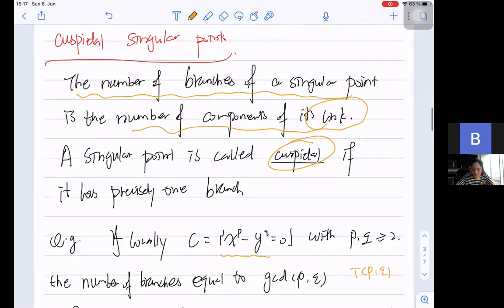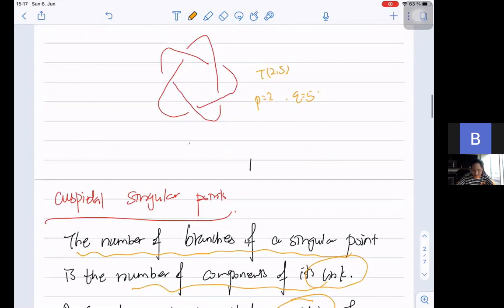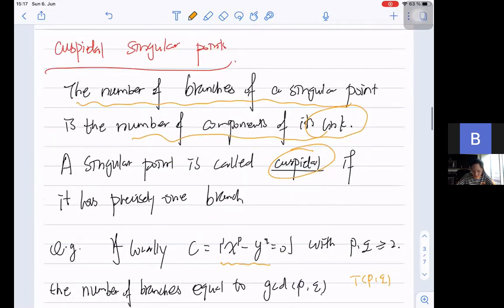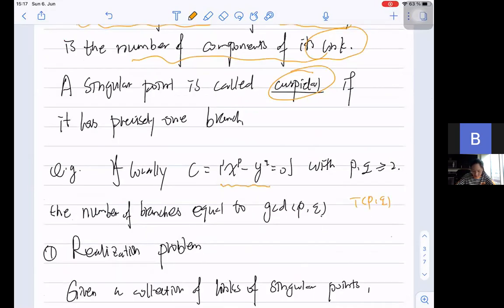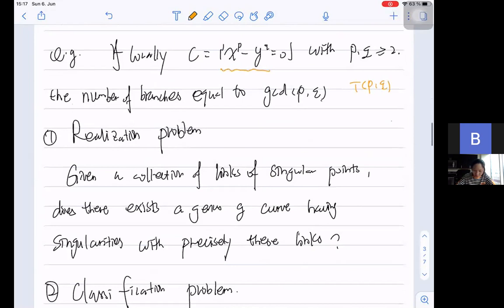Great. Once we have this set up, we can ask the following questions involving the curve and also the topological data. The first problem people are interested in is called the realization problem: if we have a collection of links of singularities, can we realize these links of singularities by some genus g curve?